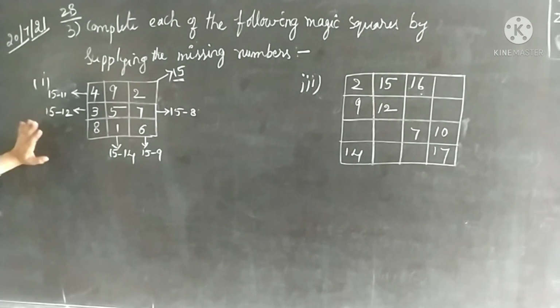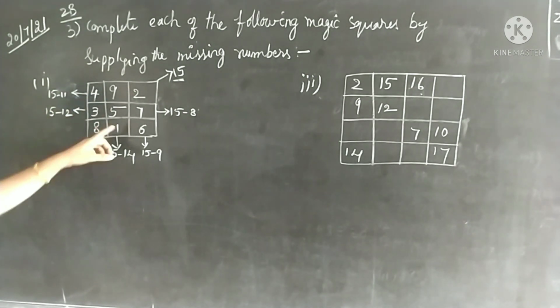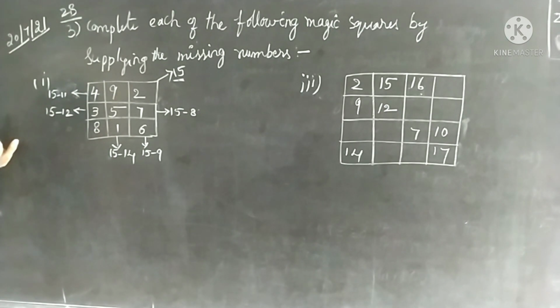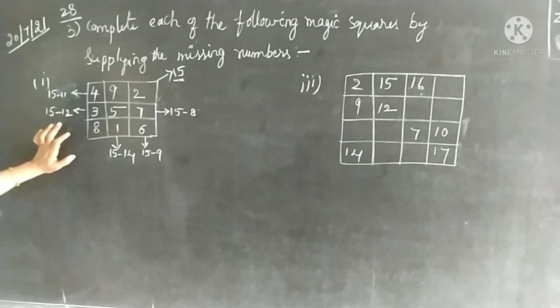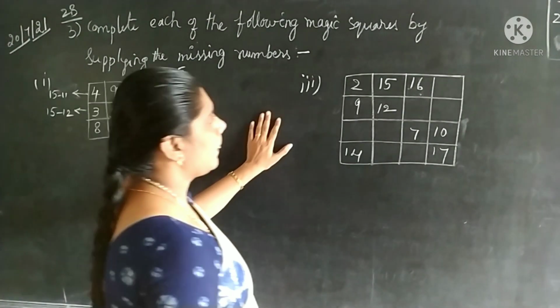Like this you have to fill the magic square. Find out the line, either horizontally, vertically or diagonally, where you have all the numbers, and find out that sum. You have to get all the sums by calculating all the horizontal and vertical lines. Like that you can fill the missing numbers. Understood?